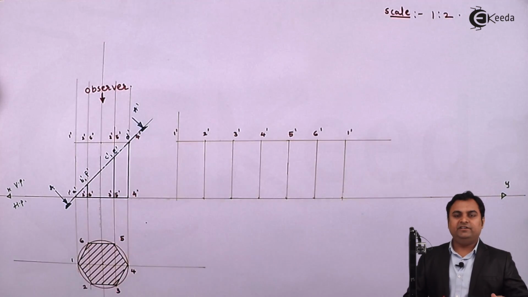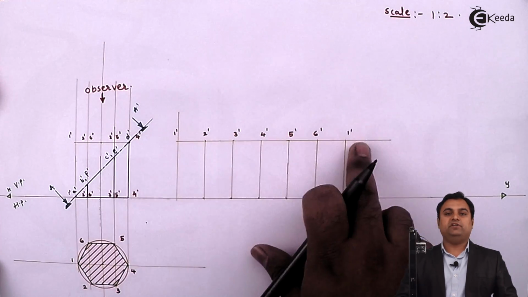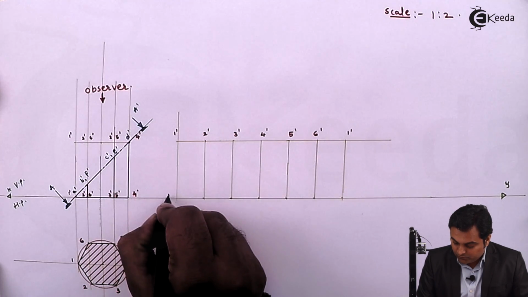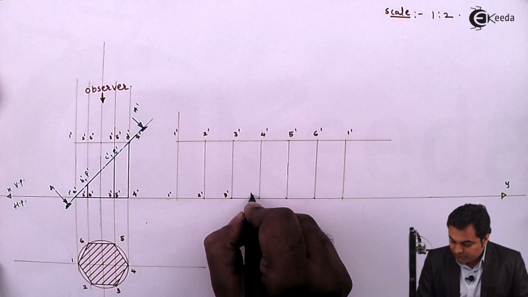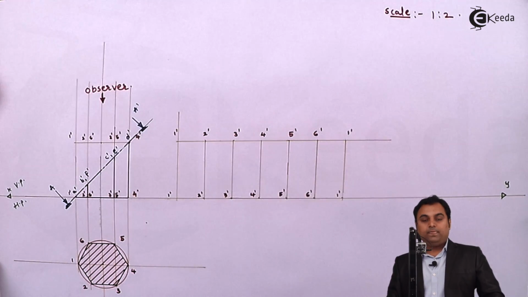It means the solid should close at the end where it started. So started at 1 and it will close even at 1. Similarly at the bottom, 1 dash, 2 dash, 3, 4, 5, 6 and 1.